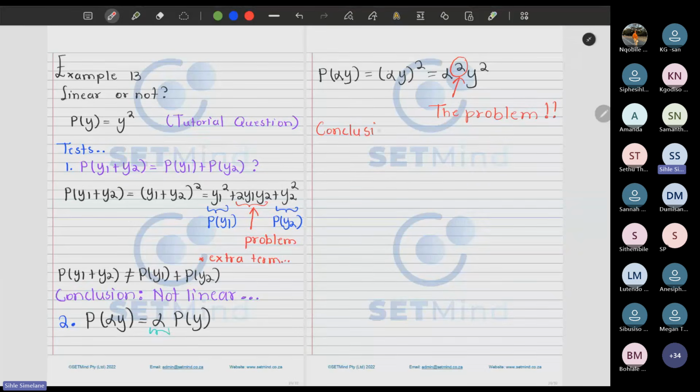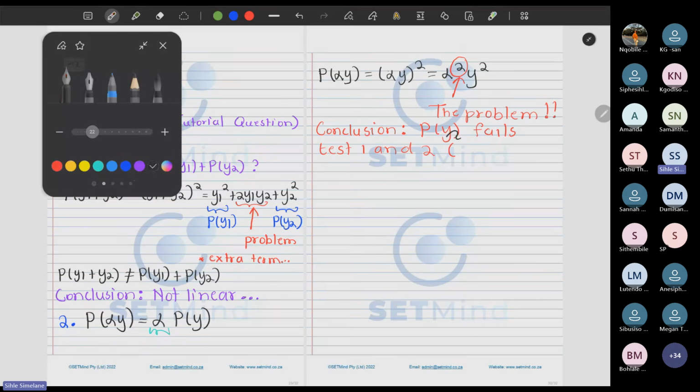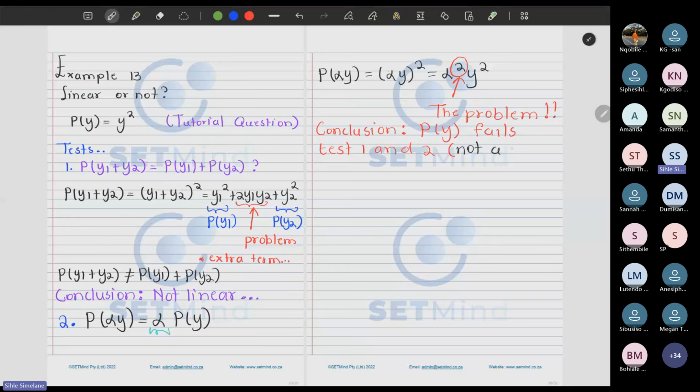So our conclusion will be that the operator P of y fails test 1 and test 2. Then what does that mean? It means that this is not a linear operator. And that is it. Do you guys understand? If you do, give me a thumbs up. And if you don't, please ask.